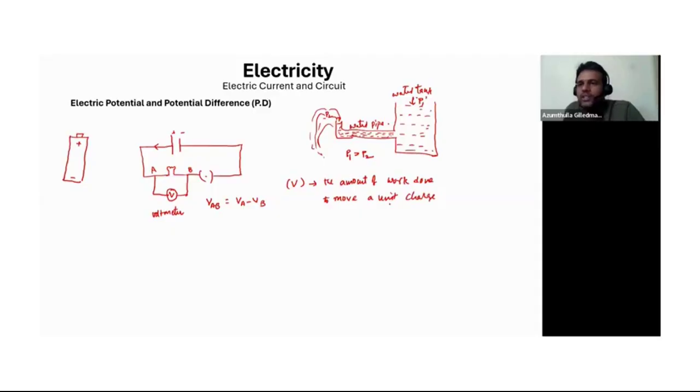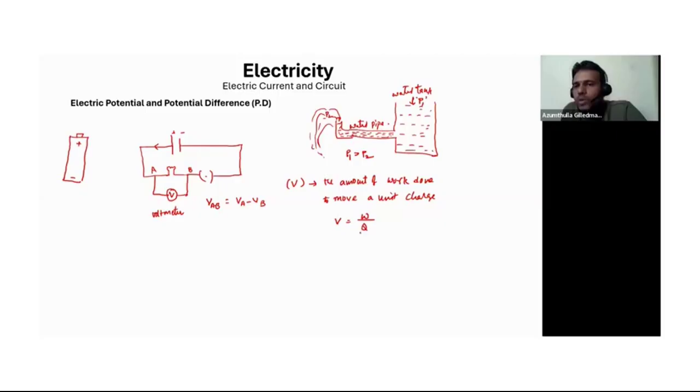What we said is that the charge, the electrons, will not move on its own. It needs a push. What is that push? It is the potential difference. So what is that? The amount of work done to move a unit charge. So V I can write as W by Q. Work done per unit charge.